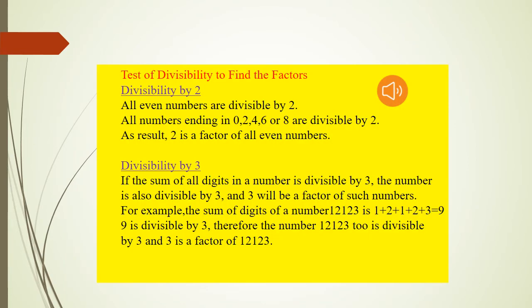Now we are going to learn about the tests of divisibility to find the factors. So we will start with divisibility by 2. All even numbers are divisible by 2. For example, all numbers ending in 2, 4, 6 or 8 are divisible by 2. As a result, 2 is a factor of all even numbers.